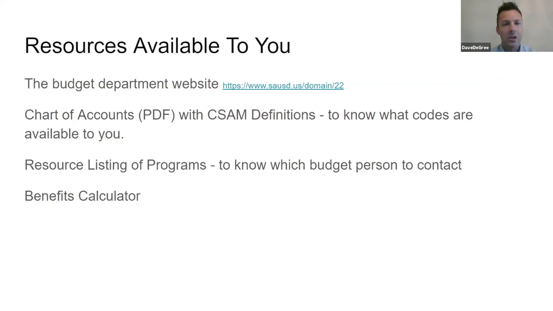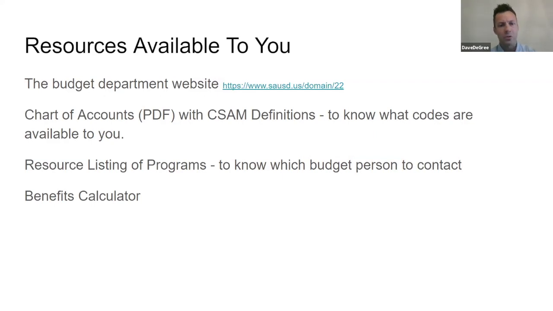Okay, so we have resources available to you on our budget department website. We have a chart of accounts which lists all the different account code segments. But what's new is you may not have seen this one. It's a PDF version, and it includes all the California School Accounting Manual definitions, what the different segments mean. You can Control F to find a certain word or code that you're looking for. So I'll show that to you in a minute.